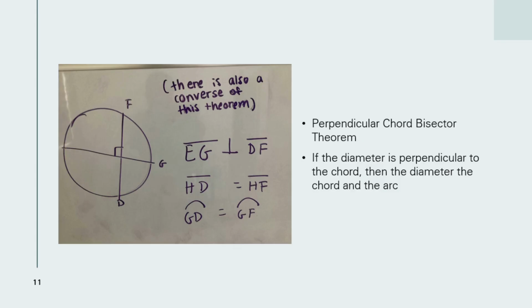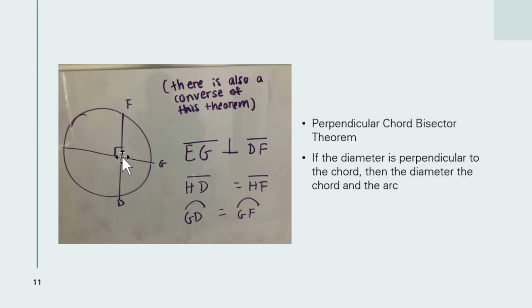Perpendicular chord bisector theorem. If the diameter is perpendicular to the chord, then the diameter, the chord, and the arc. Okay, that's not worded properly, but I'll show you, okay? So, EG, this part is E. E to G is perpendicular to D to F, right? We can see that. Then H to D is equal to H to F.